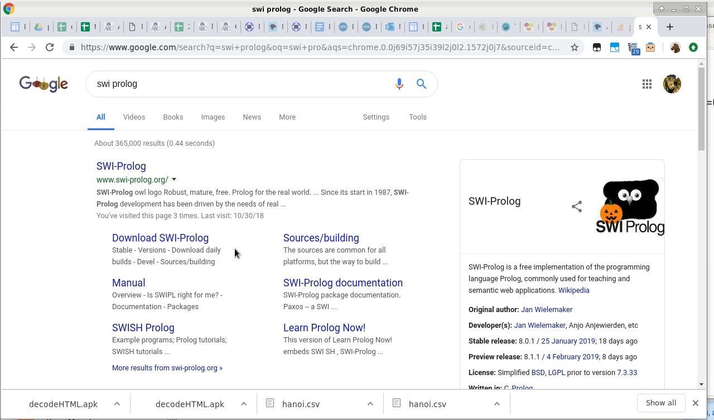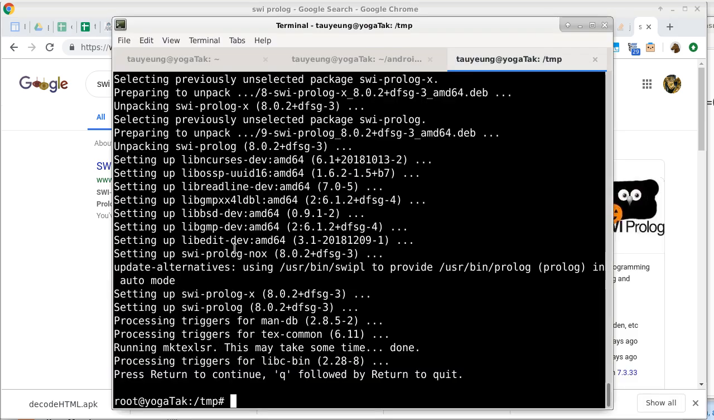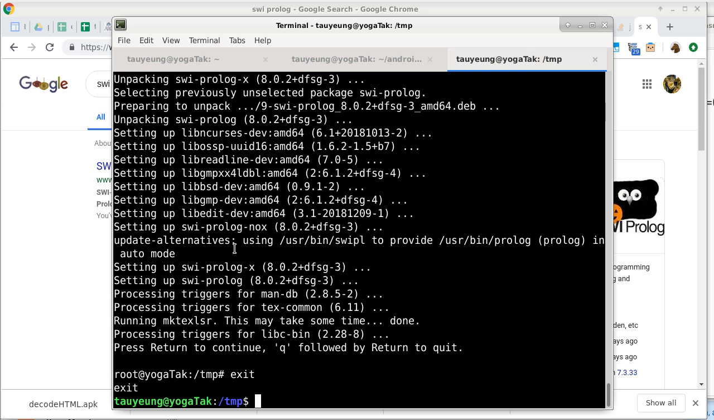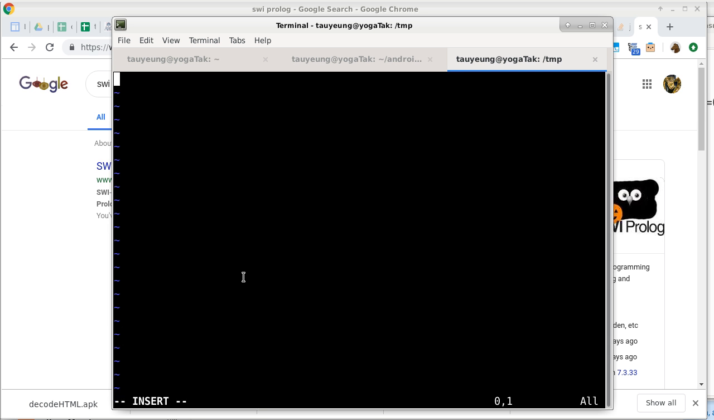Okay. So now we need to go back to the command prompt here, and we'll go ahead and enter a program. We'll do something simple first. I will call this program jedi.pl. It needs a particular extension. I think it's PL for Prolog. There we go. So now you can just type the program in.